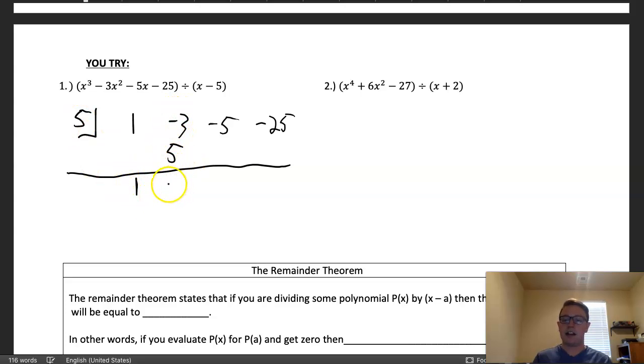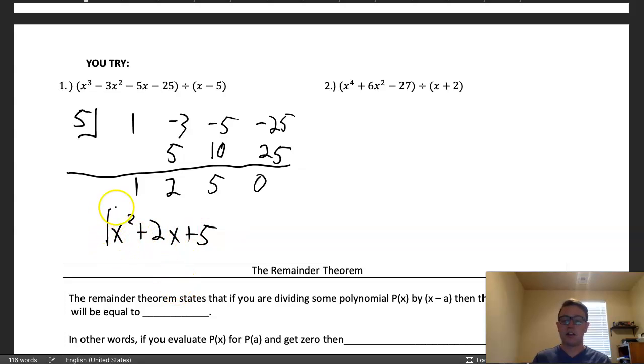And then we're going to bring the first coefficient down, multiply it by 5. Negative 3 plus 5 is going to give us 2. We're going to multiply 5 by 2 to get 10. Add negative 5 and 10 together. Then we're going to multiply 5 by 5 to get 25 and end up with no remainder. So our answer is going to be, we start with x cubed, so we're going to bring it down 1 degree. So we'll have 1x squared plus 2x plus 5. So our answer is x squared plus 2x plus 5.